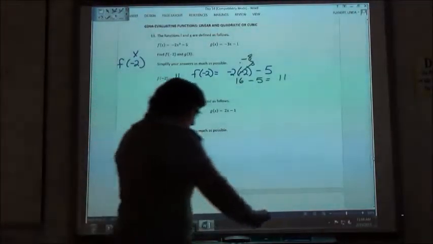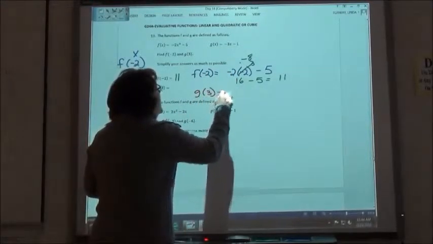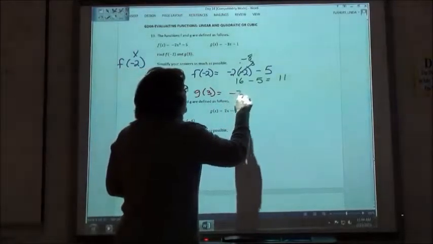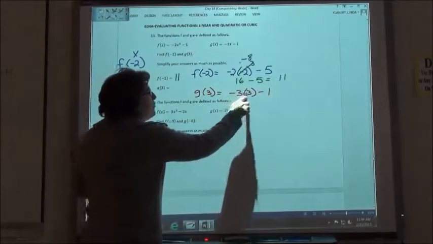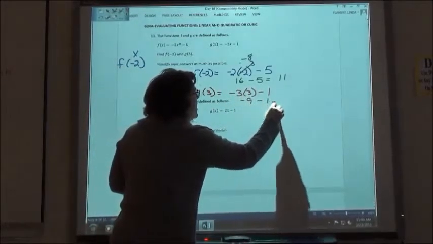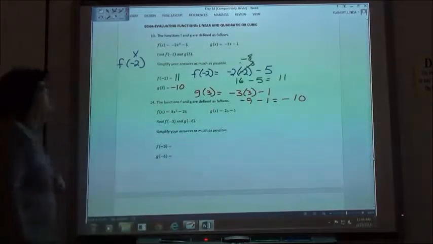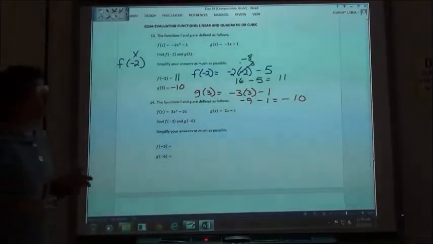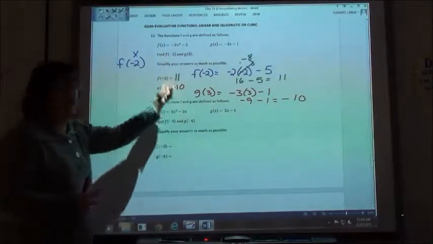G of 3. G of 3 tells me to put 3 in for my x values in my g function. So I'm going to take negative 3 times 3 minus 1. Negative 3 times 3 is negative 9. Negative 9 minus 1, negative 10. So g of 3 equals negative 10. So functional notation is just a way of telling you, like that function table, what numbers to put in for your x's, and then you're going to solve and find your answers.